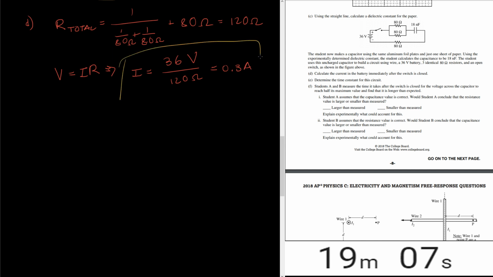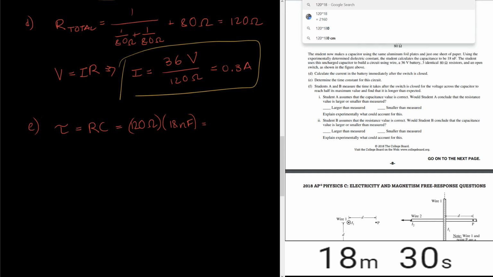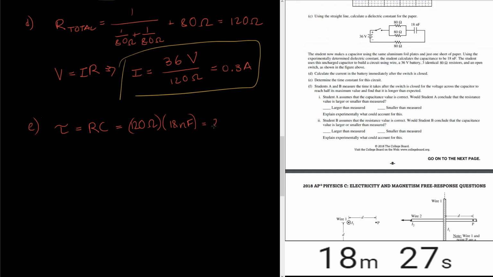Okay, and let's move fast now. Determine the time constant of the circuit. Tau is equal to RC. The combined resistance is 120 ohms, so we have 120 ohms times a very small 18 nanofarads. Let's calculate 120 times 18, 2,160 nanoseconds.